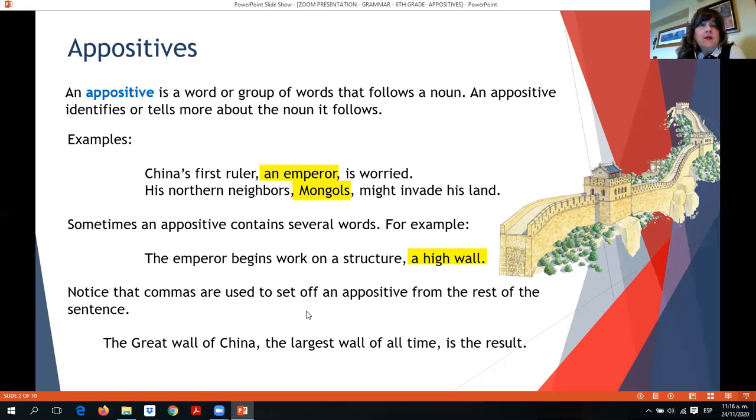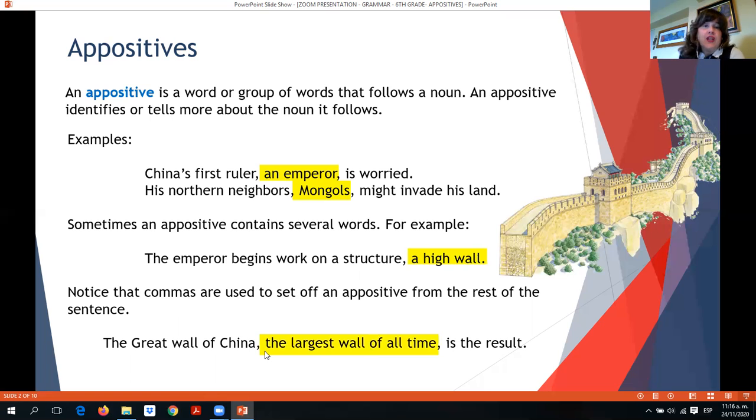Also notice that in order to set off the appositive from the rest of the sentence, we use commas. We can use 2 commas if the appositive is in the middle, like the first example, or we can use only 1 comma if the appositive is at the end. For example, the Great Wall of China, the largest wall of all time, is the result.